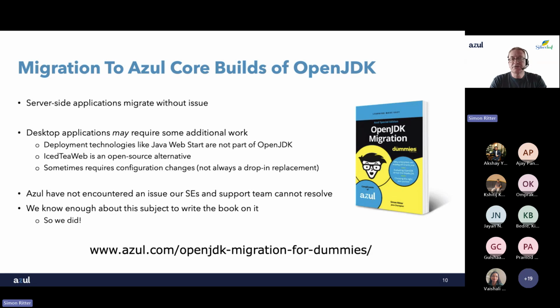You can download it from our website. It's a free PDF. You can read through it. The great thing is it's not a big book. It's only about 60 plus pages long. It's quite a small format, and you don't even need to read the whole book to understand what to do in terms of planning your migration. So I think it's fair to say that we can dispel the myth that it is complicated to move from Oracle to a different build of OpenJDK.